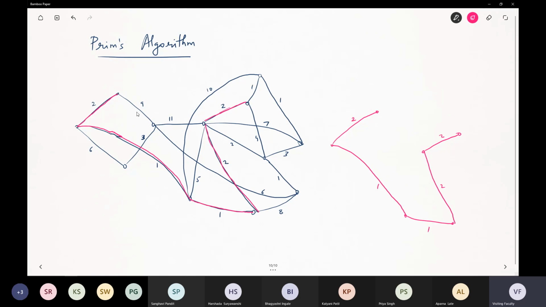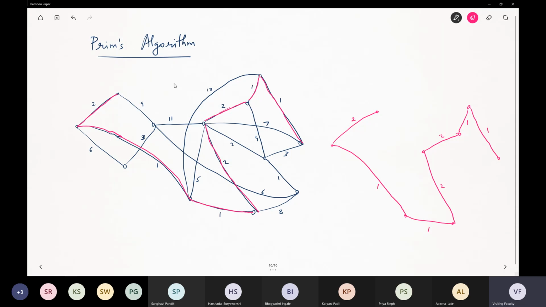Now look at all the incident edges on these edges and you will find that the minimum is this one edge, weight 1. So again, look at the ones incident on all of them without forming cycle. There will be a unique choice. You will find that this is the minimum edge. So like this. Okay.